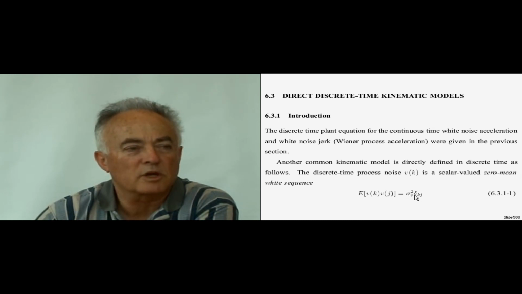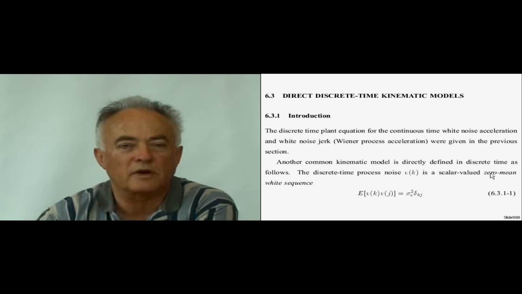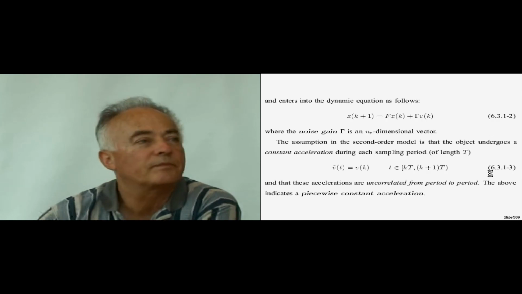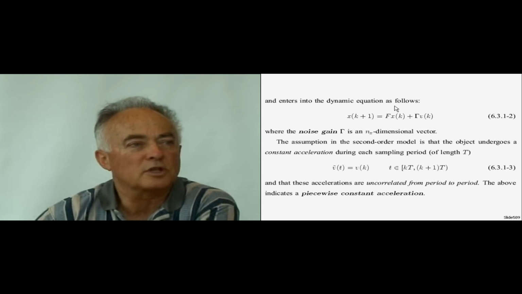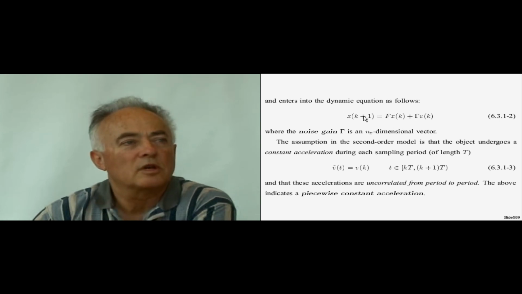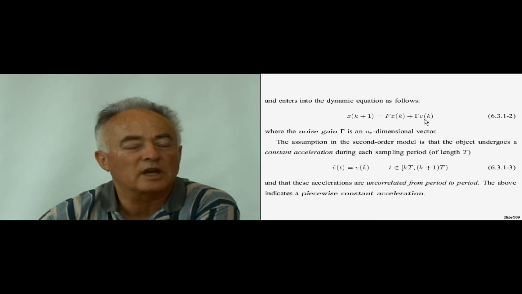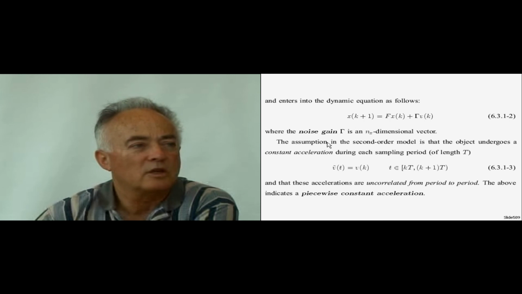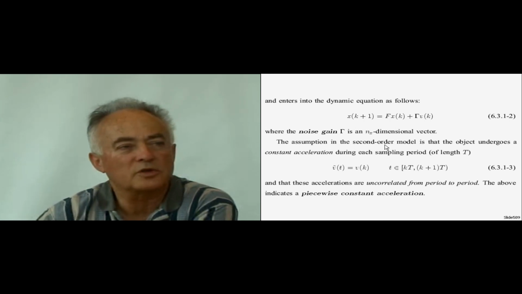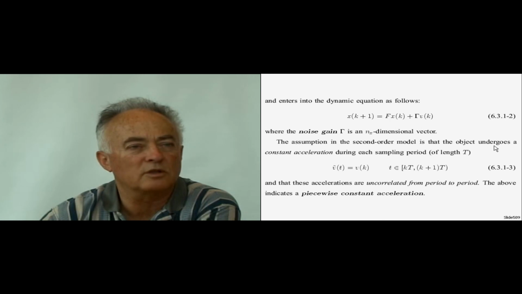Variance is sigma v squared, and you see here the Kronecker delta indicating the whiteness. And it will be, again, zero mean as before. So it is defined as a sequence. And the way it enters into the dynamic equation is according to the standard linear equation, x_{k+1} is F x_k plus gamma v_k, where we have now a noise gain gamma, which is an n_x dimensional vector, and this v_k is a scalar.